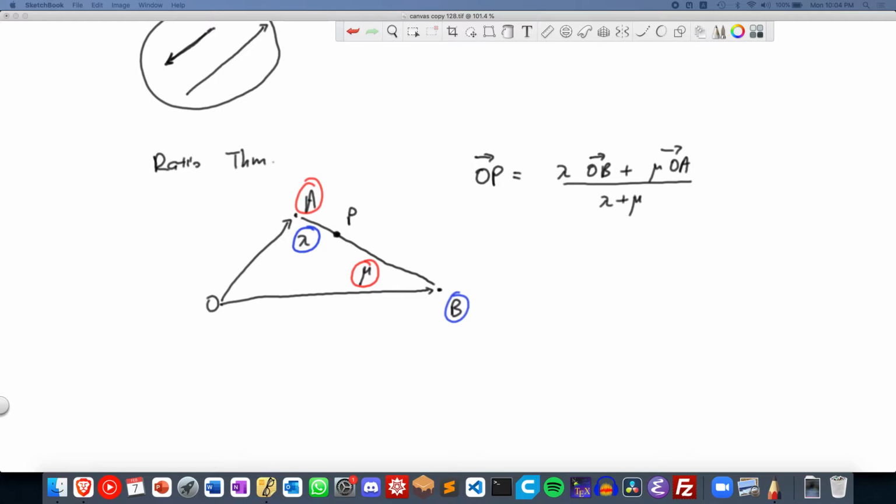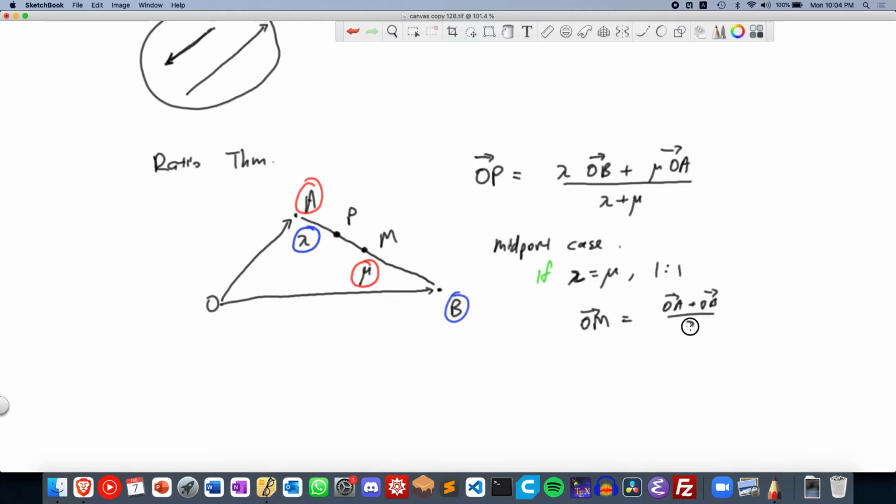And so for the midpoint, in the case where lambda equals mu, if they are equal, a ratio of 1 to 1, that will mean that OM, where M is the midpoint between A and B, is equal to OA plus OB divided by 2. So that's easy enough. Okay, so with that we are ready to move on.